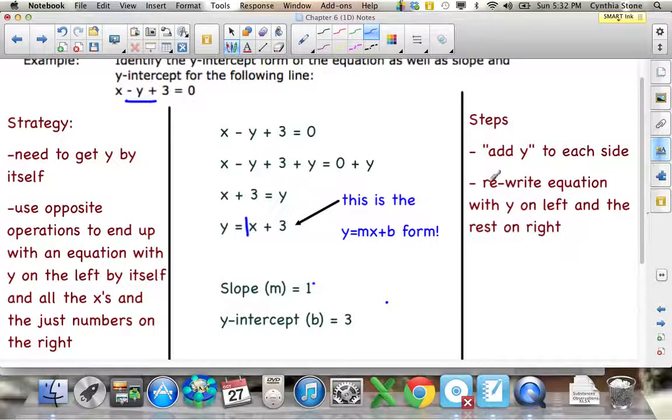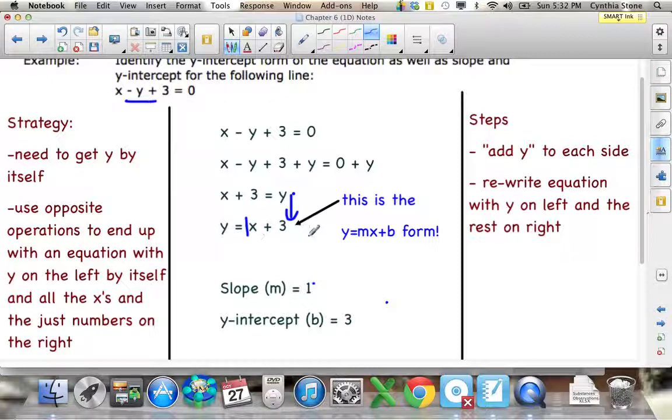Now all I'm doing is rewriting this equation, so I have y on the left and the rest on the right. What I've done in this step is the same as if I say that 1 plus 1 equals 2 is the same as 2 equals 1 plus 1. It doesn't really matter which way you say it. It's still a true statement, right? So all I've done is flip these.